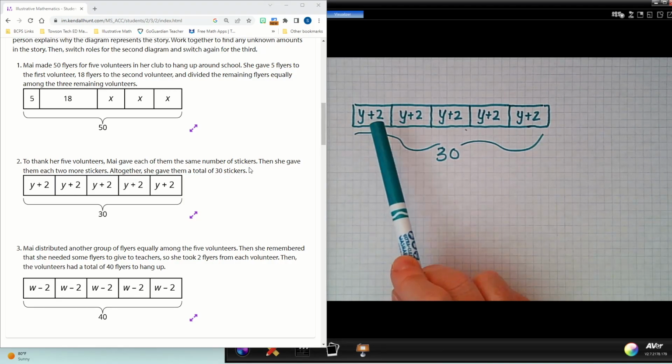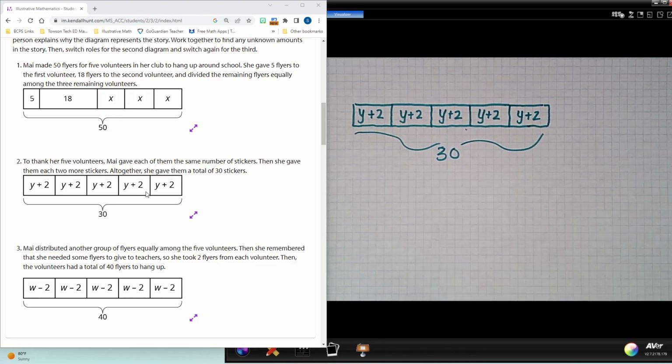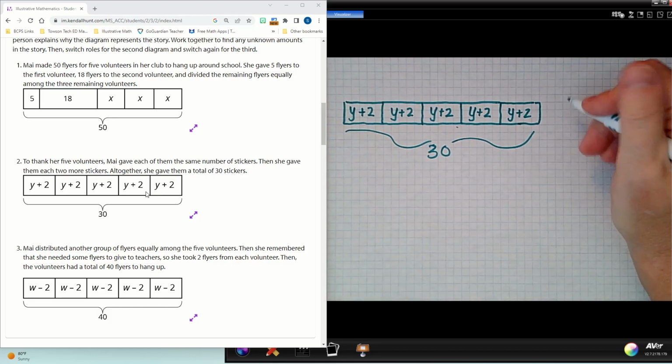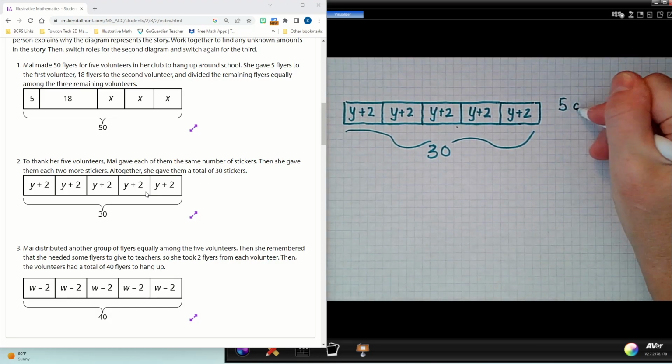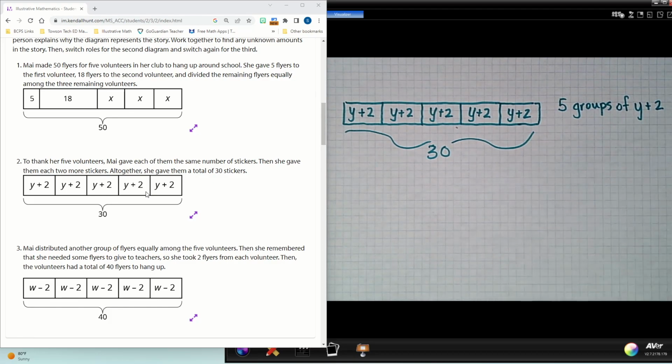And the tape diagram does a nice job because it shows the size, that they're all equal. So the equal amount for each volunteer. So what we help students do is represent this as an equation as we walk through these tape diagrams. And what we have here is 5 volunteers who each received some number of stickers plus 2. So this would be kind of like verbalizing 5 groups of y plus 2. And the total is 30.